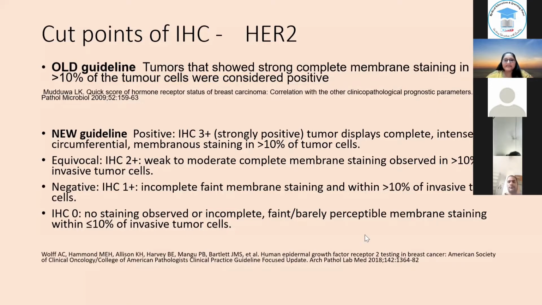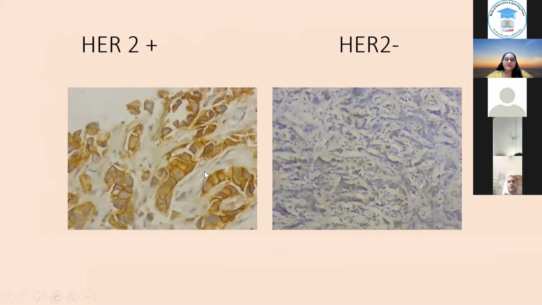And please keep in mind, IHC positivity for HER2/neu is always membranous positivity. So this is a beautiful picture of 3 plus. We can see a beautiful membranous positivity in these cancer cells. Okay, you can clearly see a crisp, clear-cut outline of membranous positivity. And here the cells are negative for that.